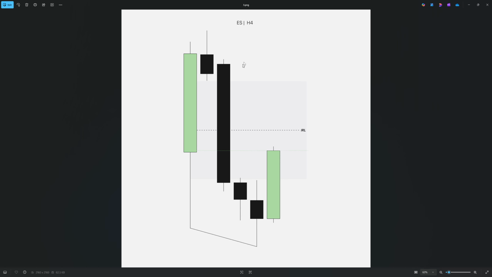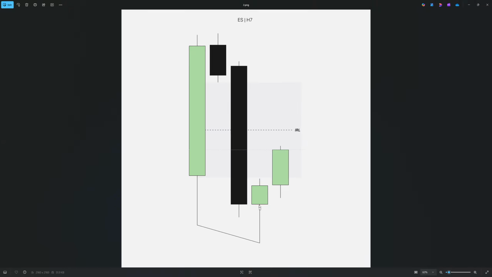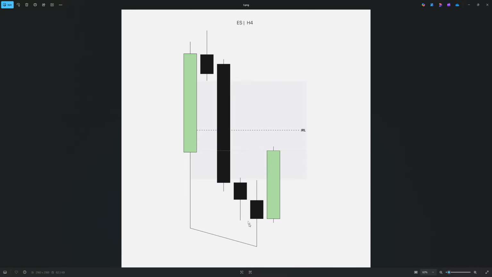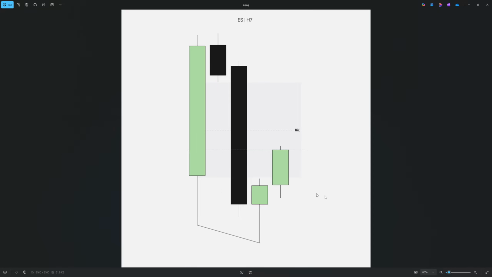Oh, I did include the 4 hour. Okay, so yeah, we also have a swing point on the 4 hour. But as you can see, the 7 hour just combines that into one candle, and it's just a lot nicer to look at, isn't it? Wouldn't you prefer to look at this than this? Come on, this is pretty nice.